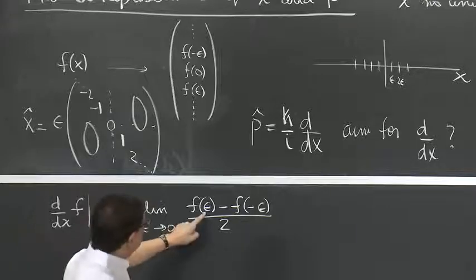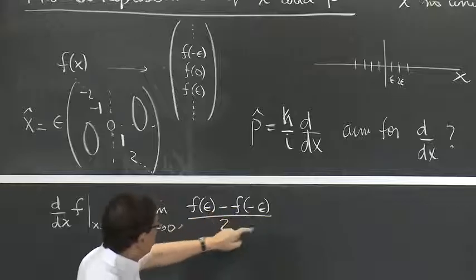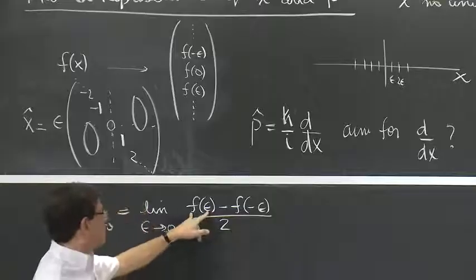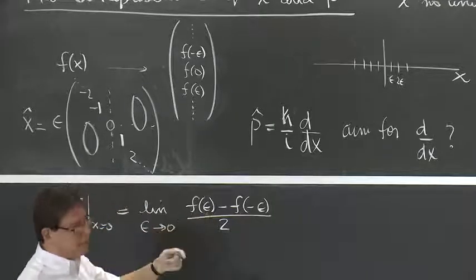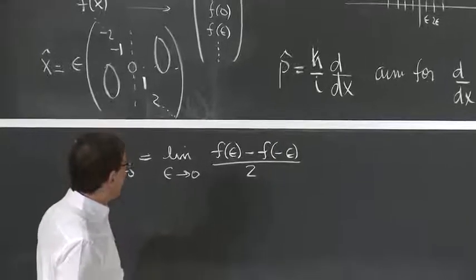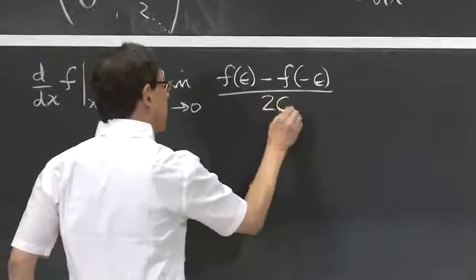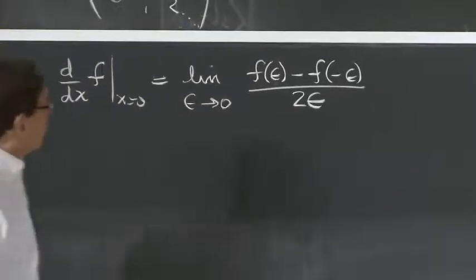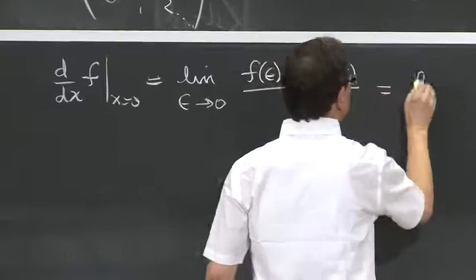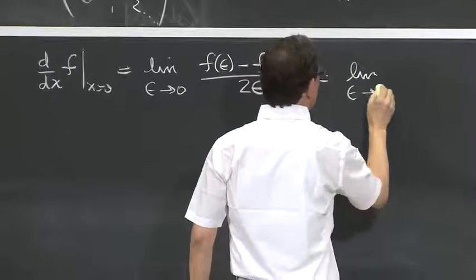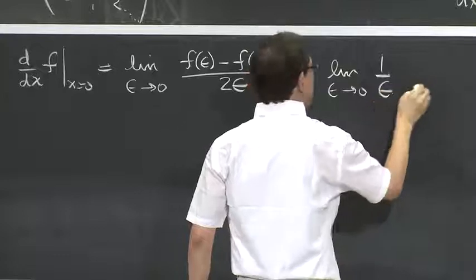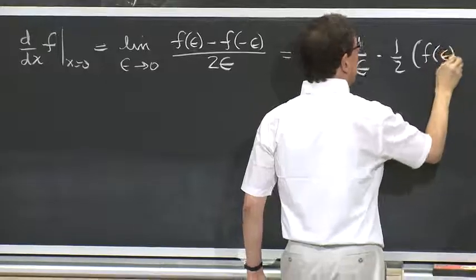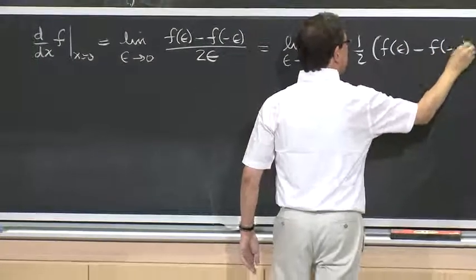Because indeed, f of epsilon minus f of minus epsilon, with a Taylor series expansion, f of epsilon is basically f of 0 plus epsilon times the derivative at 0. I have to put an epsilon as well here. So now I got it the right way. This is the limit as epsilon goes to 0 of 1 over epsilon times 1/2 f of epsilon minus f of minus epsilon.